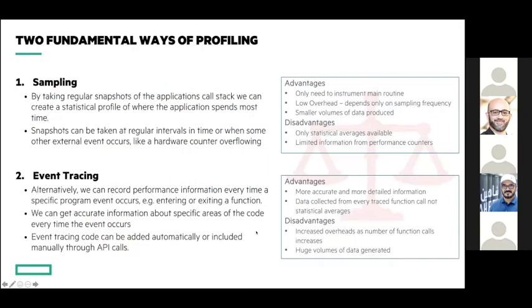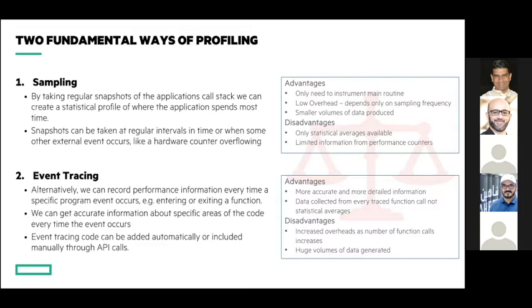Okay, so we have already seen the two fundamental ways of doing profiling. I will just very quickly re-summarize here. So you have sampling, where you just run your code, and at the same time you take samples of your program stack at given time intervals. Then you do statistics at the end. The main advantage here, obviously, is that it is low overhead, but the disadvantage is that you only have statistical averages at the end.